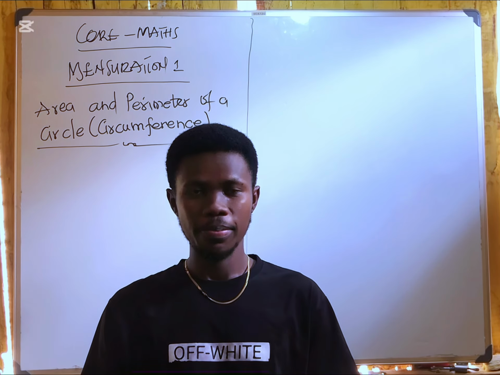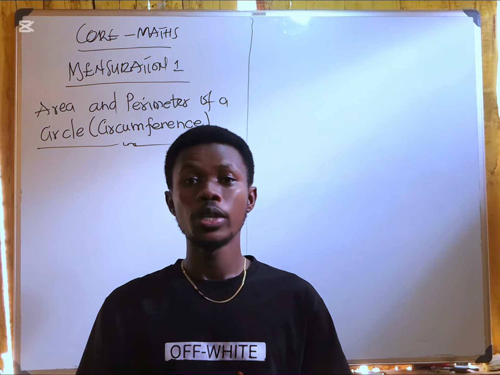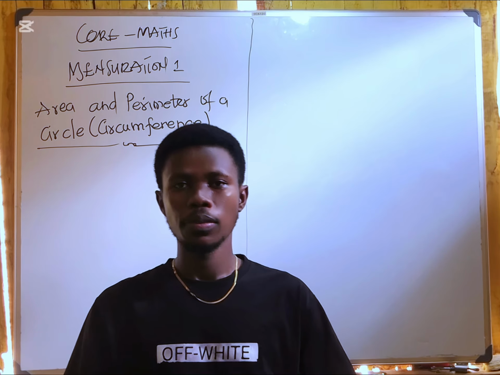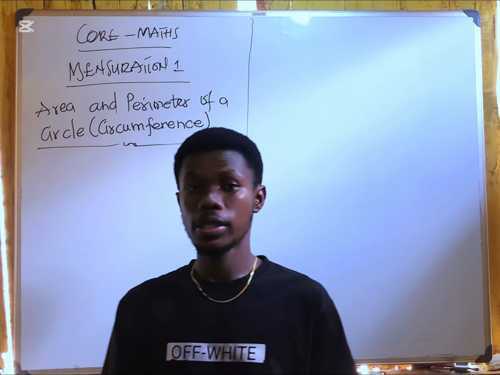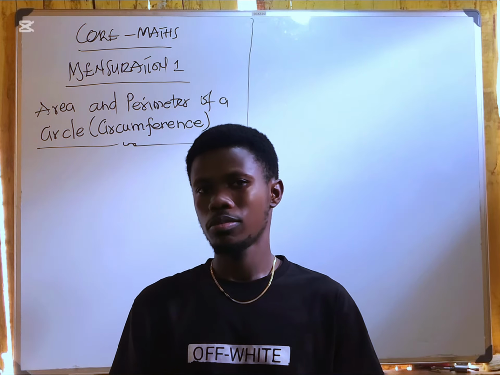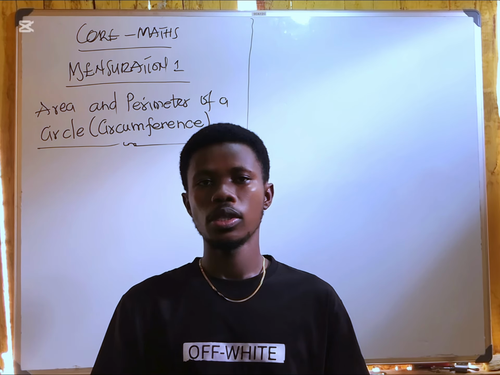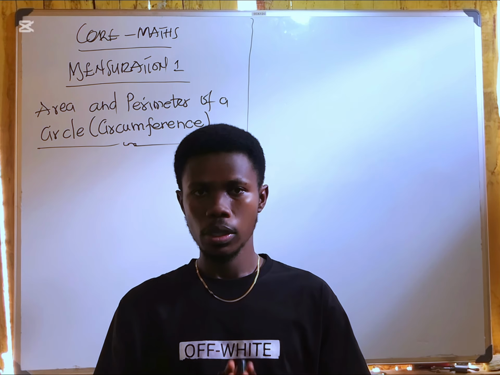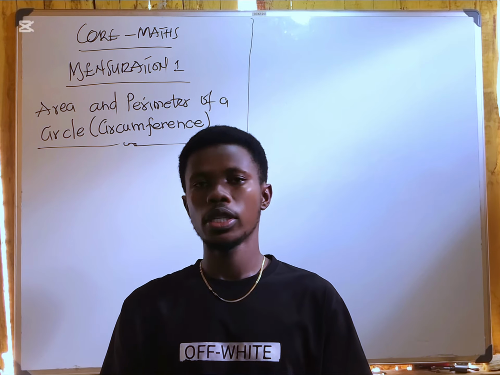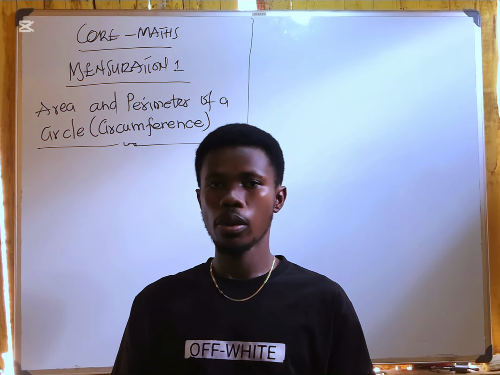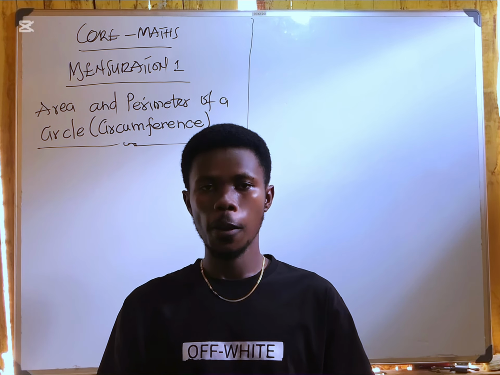You are all welcome. Today we are going to look at mensuration 1. When we talk about mensuration 1, it covers a lot, but we are going to start with circles: the area and the perimeter or circumference of a circle. That's why we are going to look at it first. Okay?